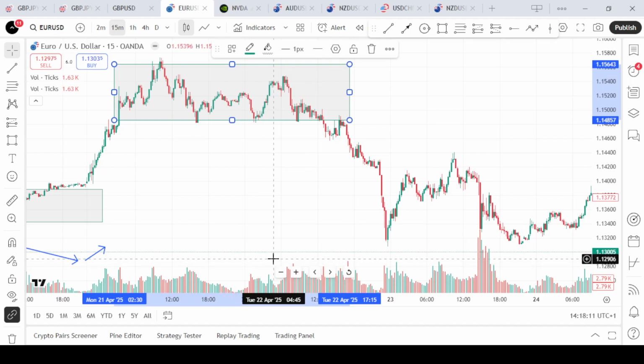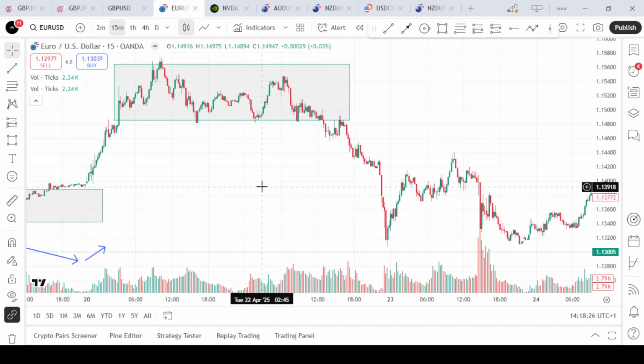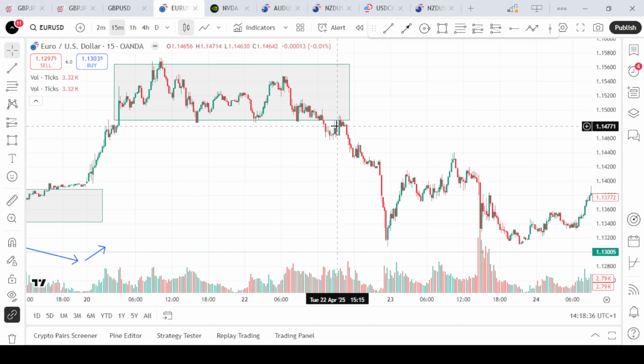So false breakouts represent the primary risk when trading this strategy. This occurs when price briefly moves beyond a support or resistance level but quickly reverses. So to avoid these traps, successful breakout traders wait for confirmation signals such as a full candle close beyond the level, an increased volume during the breakout, or additional technical confirmations from indicators.